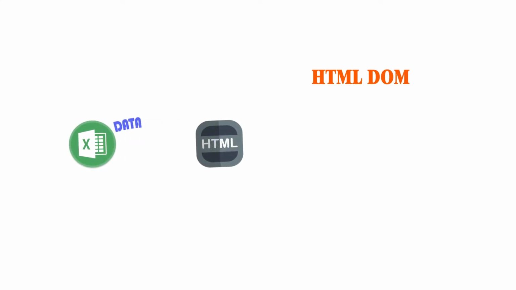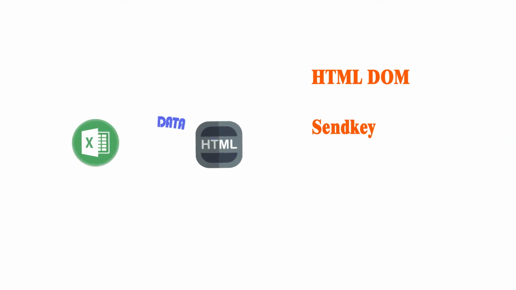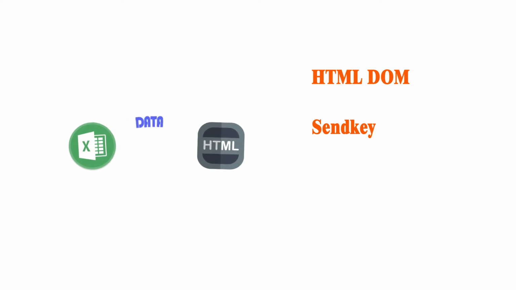There are two ways to do it. Using HTML DOM object to set the input box value, or use the SendKeys method. In this video, I will only talk about using HTML DOM object. It can allow us to control the web browser by sending data into the input box, reading data from a table, or control a button to be clicked without moving your mouse.